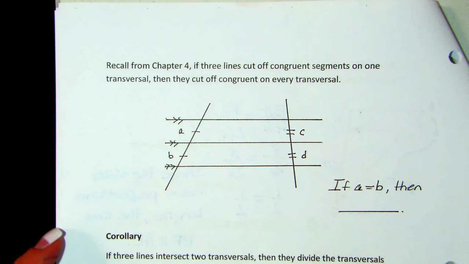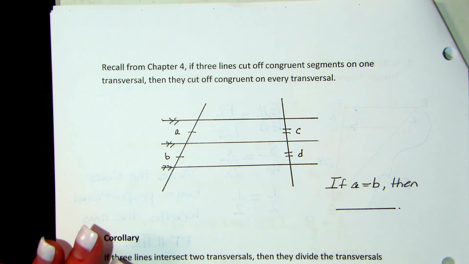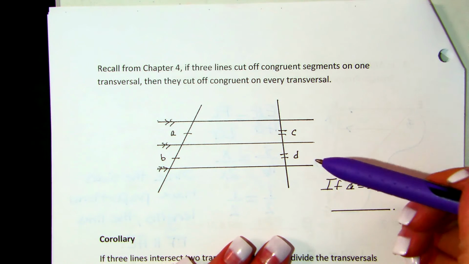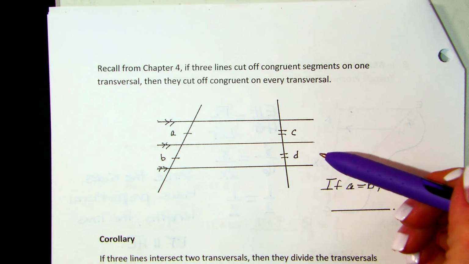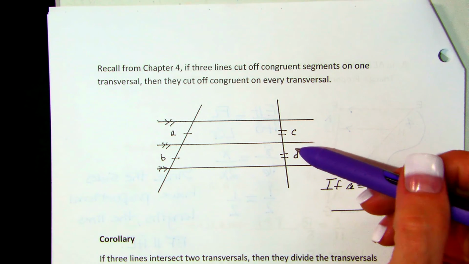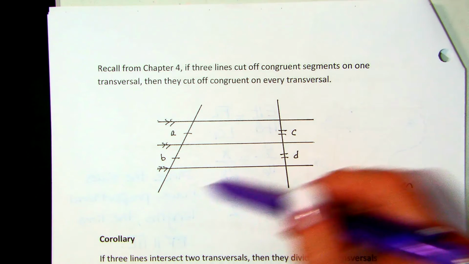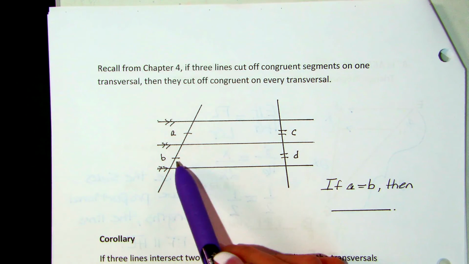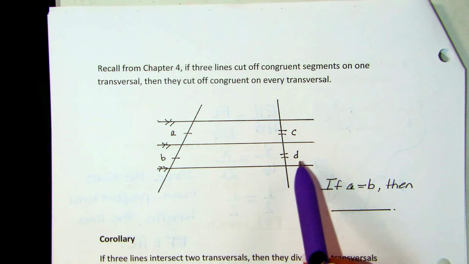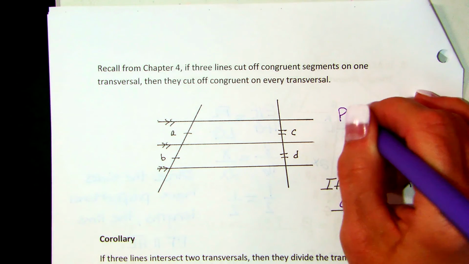And then you probably remember seeing this diagram from chapter 4 also, because I think this is the one where we did the sometimes, always, never. So if 3 lines cut off congruent segments on one transversal, then they cut off congruent segments on every transversal. That was sometimes because they don't always have to be congruent, which is what we're fixing to see. But in this particular situation, if A is equal to B, then C is equal to D. That's what we did in chapter 4, and that was B from page 174.